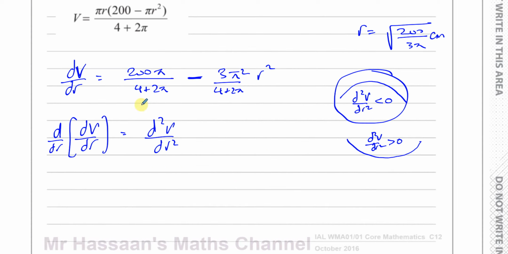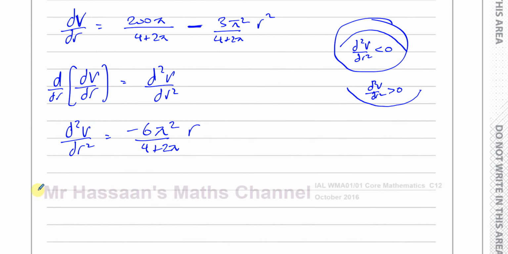Well, we find the second differential. So we take dV/dr and we differentiate again, we get d squared V over dr squared. Now here this is a constant, so this disappears. This is just a number, if you remember. Here we have something times r squared minus something times r squared. So when you multiply that, you're going to get minus 6 pi squared over 4 plus 2 pi times r. That's d squared V over dr squared, so that's the second differential.